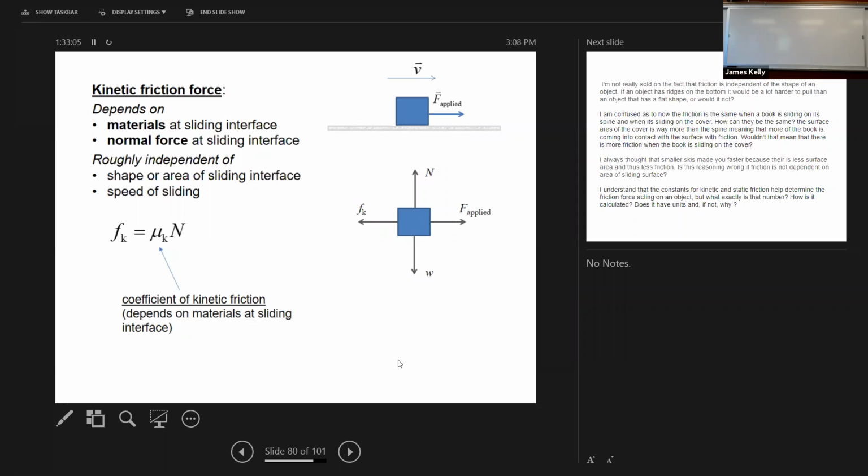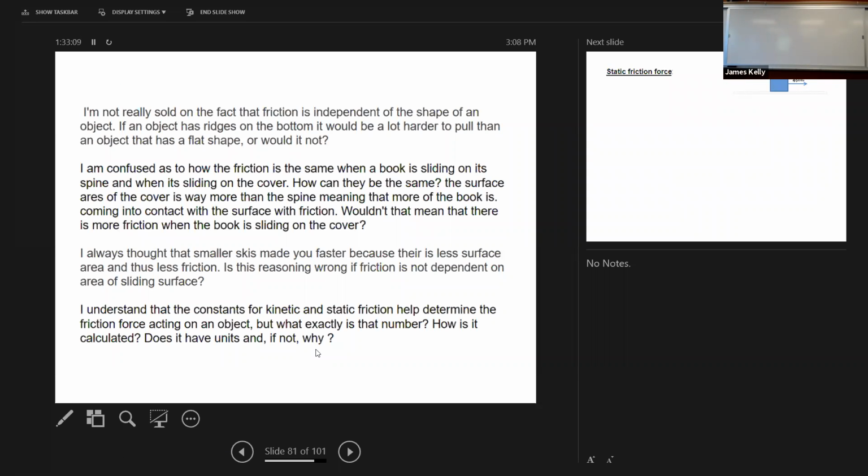Anybody have more questions on that? I'm not sure if I addressed the full intent of that. But no, it's unitless. And it's just telling us how sticky those surfaces are. The stickier the surface, for a given normal force, you're going to have a bigger friction force, kinetic friction force.